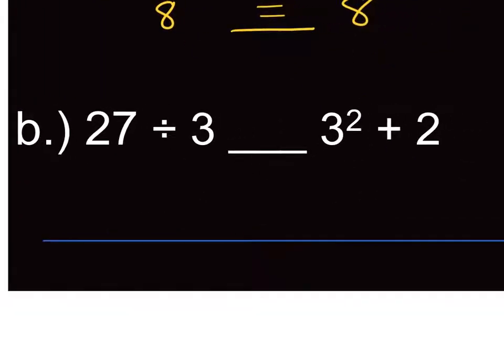I'm going to do the same thing on the next one. Now the next one is a little bit more confusing. I'm going to do the same thing left to right. 27 divided by 3. That's 9. I'm going to write this here. Now this is two separate things going on.